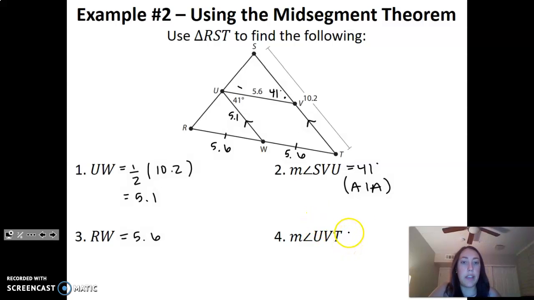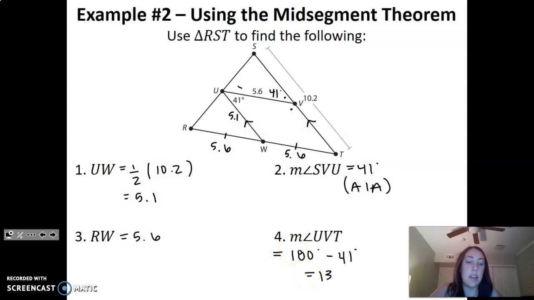Last, we have the measure of angle UVT, which is this angle right here. And this is a linear pair with this 41 degrees. Linear pairs we know add up to be 180, so we can find UVT by doing 180 degrees minus 41 degrees, which gives us 139 degrees.